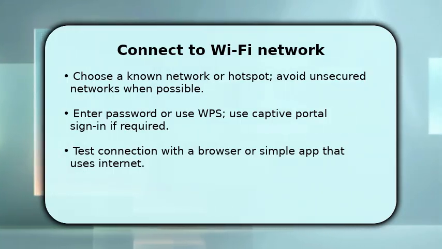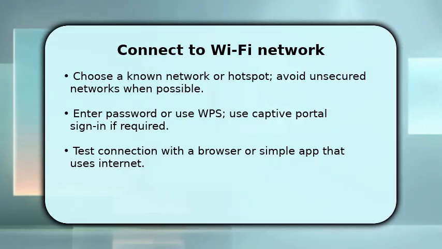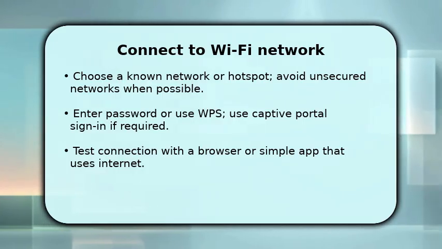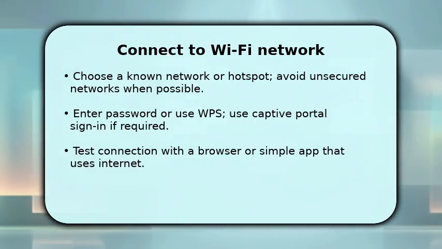Once connected, test the link by loading a simple web page or refreshing an app. If the connection fails, toggle Wi-Fi off and on, then reconnect. Make sure background apps aren't forced to use mobile data. This keeps traffic on the Wi-Fi you enabled.